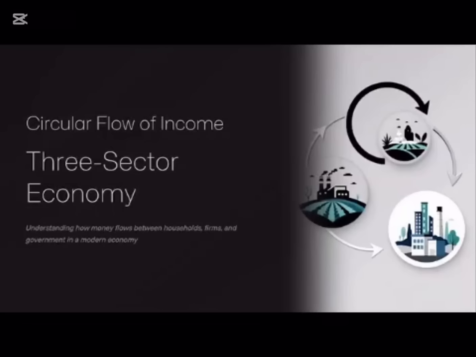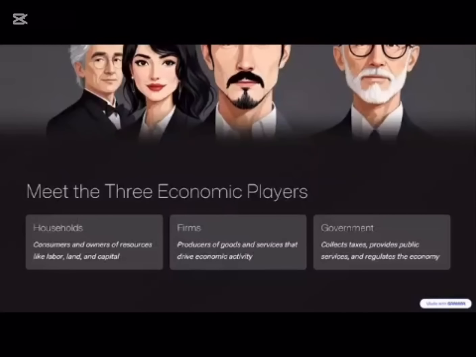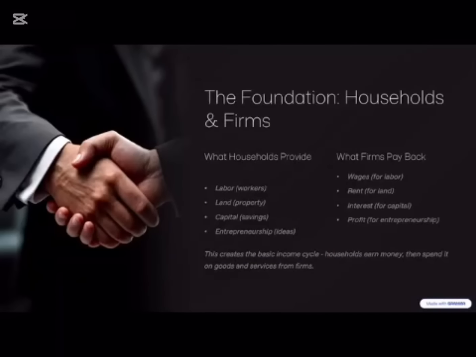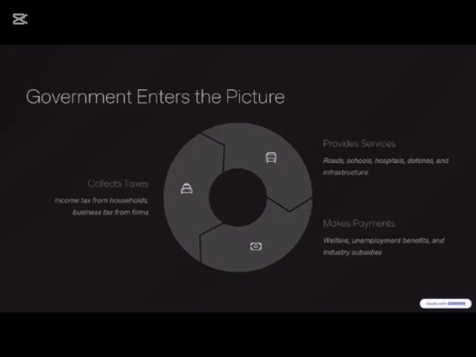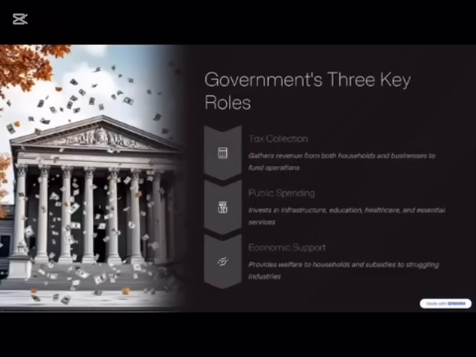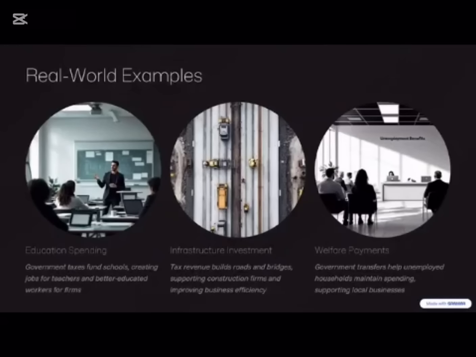First, through taxation. The government collects money from households in the form of income tax and from firms in the form of business tax or VAT. Taxes are a leakage because they take money out of the circular flow. Second, through government spending. The government spends money on schools, hospitals, roads, salaries of public servants, defense, and subsidies for industries. This is an injection because it puts money back into the economy. So taxes are leakages, but government spending is an injection.